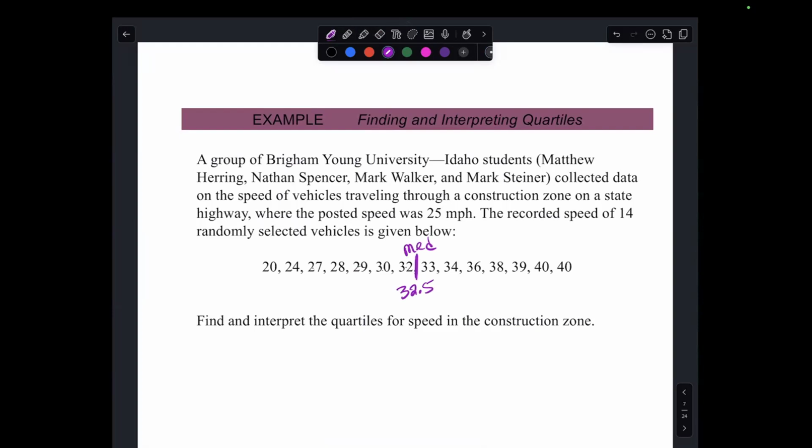Okay. So now that I've found the median, I need to find Q1. Quartile 1 is going to be the median of the bottom half. So it's going to be the median of these 7 data values right there. It'll be the fourth one. So this right here is Q1. And to find Q3, it is the median of the upper half. So it'll be right here. This is Q3.